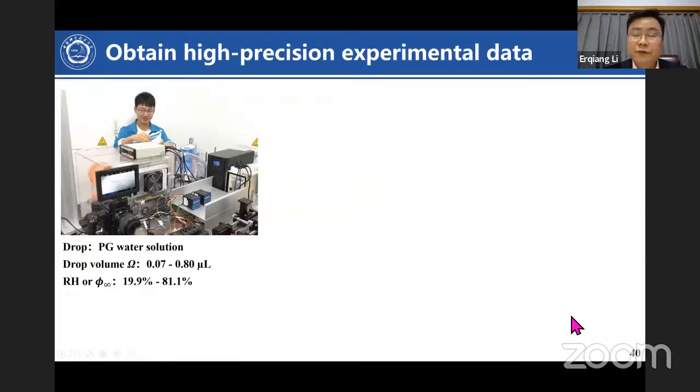Okay. So first we have to do a very high precision experiment. So this is my PhD student, now he's a doctor, Zhang Zhu. So we use the same liquid, but we do the experiment in an environment chamber, where the temperature and the humidity are controlled very well.